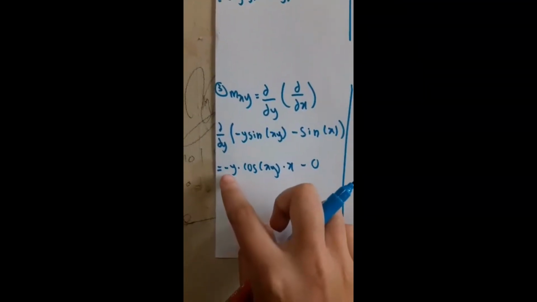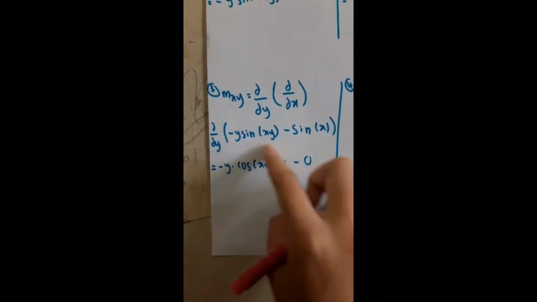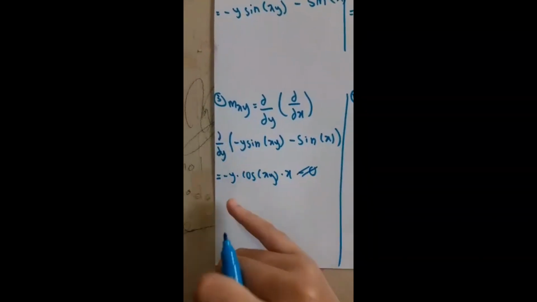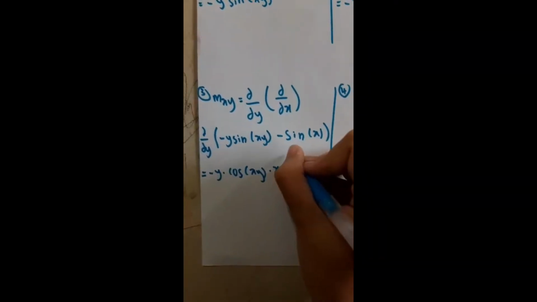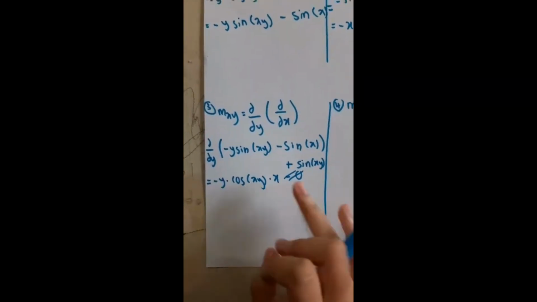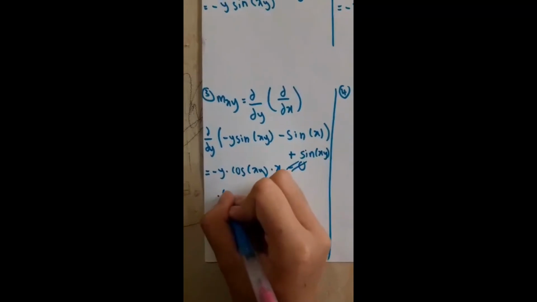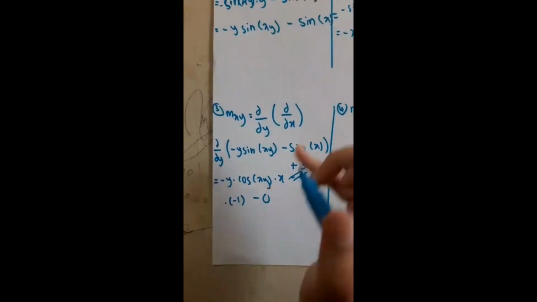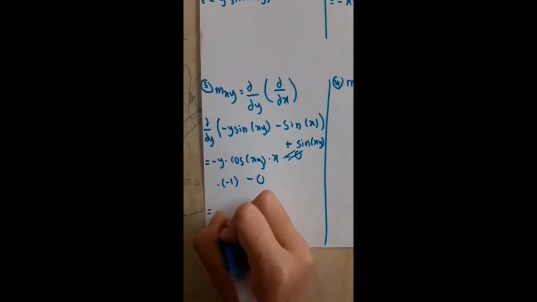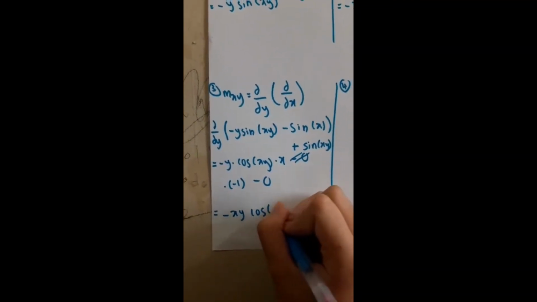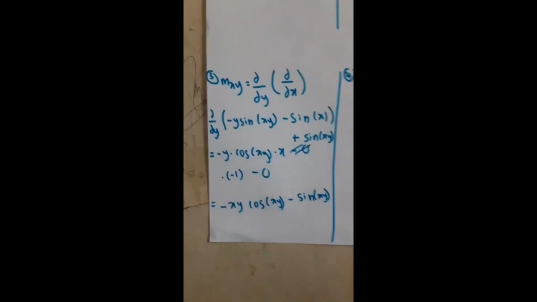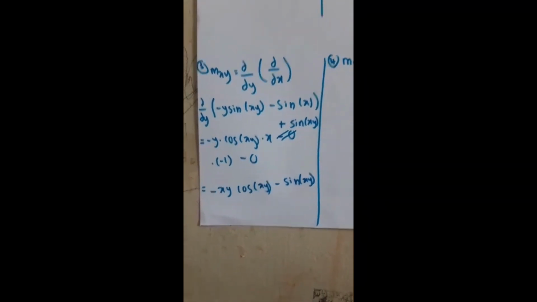Oh yeah, I'm sorry, I didn't differentiate it here. Not minus 0 yet, because we must use the product rule. So this is half of the product rule, so plus sine xy times negative 1, minus 0, because sine x doesn't have any y. So the final answer is negative xy cos xy minus sine xy. This is the final answer for the third question.